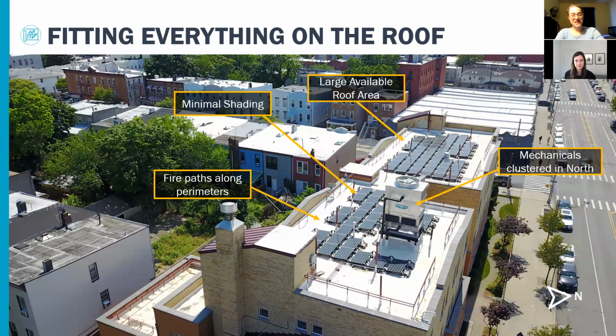So if you're fitting everything on the roof, the things to keep in mind are, like I said, you want a large available area, as little shading as possible, and making sure that what shading there is happens in the north. So in this picture, the north is on the street side. So you can see their mechanical equipment is in the north of the roof, and so the solar panels are not affected. There's only 2 panels that are partially shaded by that, and the rest of them are completely fine. And also the fire path is along the perimeter, so it's not bisecting the solar arrays, which makes it much easier.